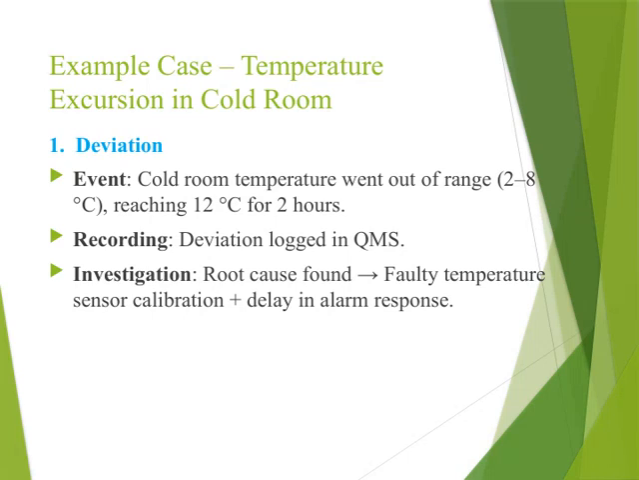Let's look at this example case involving a temperature excursion in a cold room. So, the deviation occurred when the temperature went outside the acceptable range of 2 to 8 degrees Celsius, reaching as high as 12 degrees Celsius for about 2 hours. This kind of event is critical because it can impact product quality and safety. The deviation was properly recorded in our quality management system, which is essential for maintaining traceability and accountability.